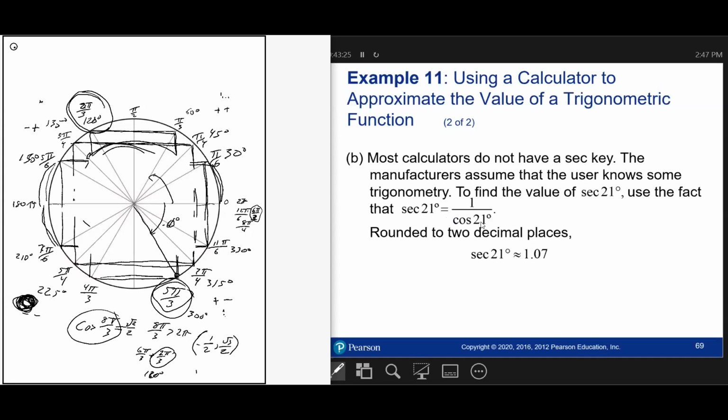So you type in 1, divide by cosine. Be sure you close the parentheses. 21 degrees if you're entering degrees, or you enter in the radians if you're entering radians. If you're entering degrees, you won't need to enter the degree symbol. The calculator won't understand what you're trying to do if you do that, because it'll automatically assume you're using degrees if it's in mode for degrees. If it's in the mode for radians, then it'll assume you're talking about 21 radians, which is quite large.